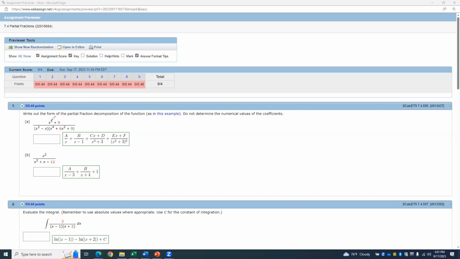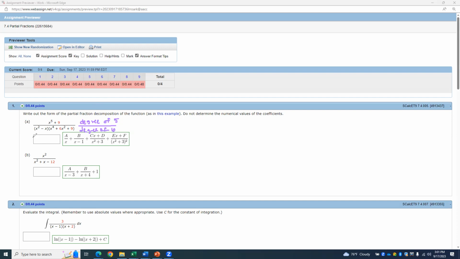Okay, so for part A, we have x to the 5th plus 9 in the numerator, which, we talked about this a little bit the other day, means there's a degree of 5 in the numerator. And then in the denominator, let's think about this. This is actually a degree of 6. Hopefully this makes sense, because if we were to expand this fully out, the highest exponent we would get from multiplying everything together is x to the 6th.